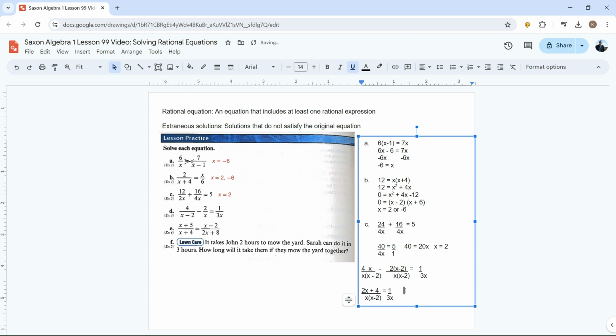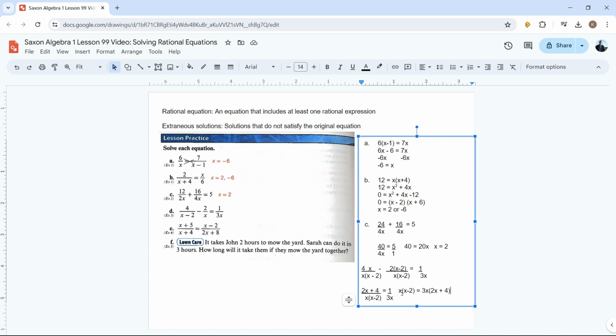I'm going to have 1 times x minus 2. So that's going to be, and here, let me just write this out, there we go. So it's going to be x times x minus 2 equals 3x times 2x plus 4. Okay, now let's just get this. There's nothing that can be simplified here.